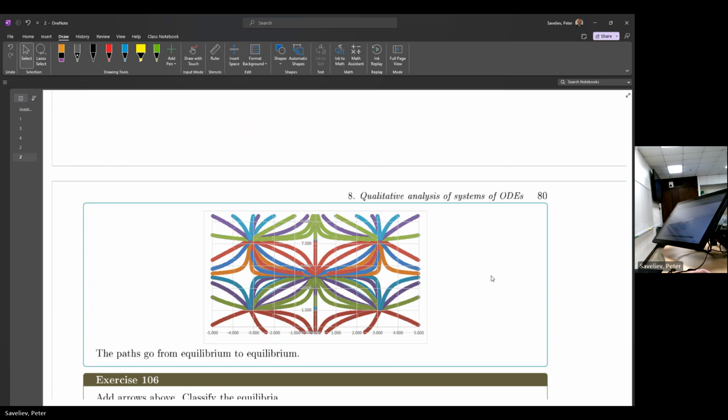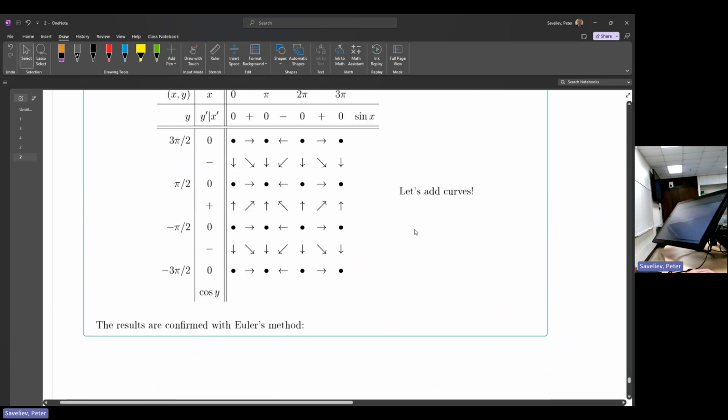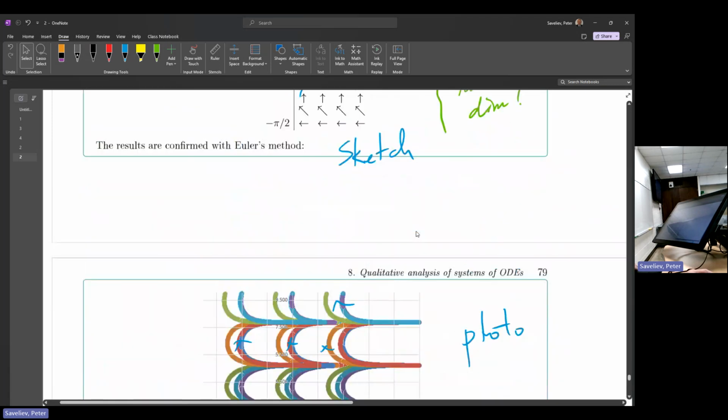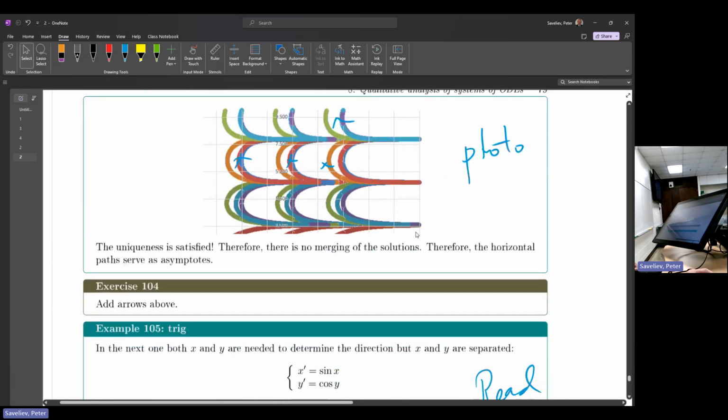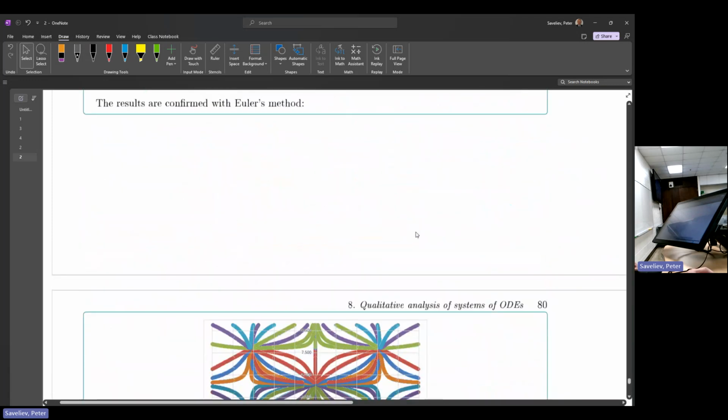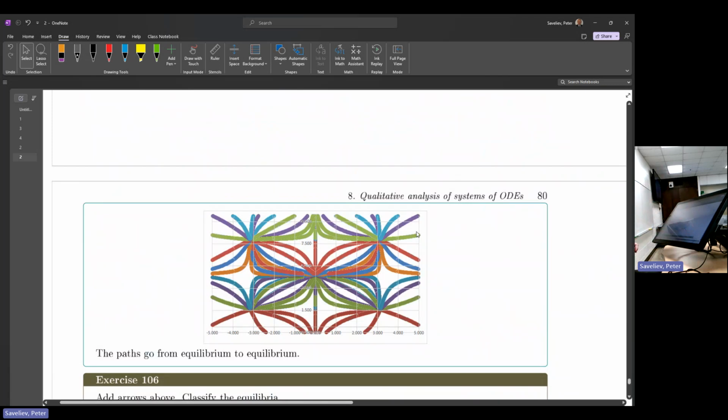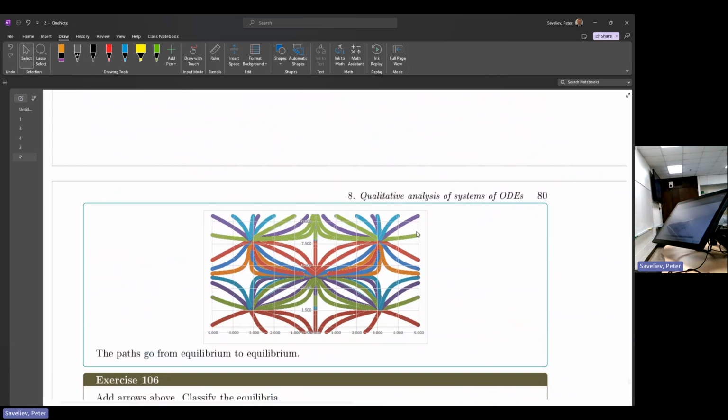So the path goes from equilibrium to equilibrium. Equilibrium is what I mark here, the heavy dots. Equilibrium means that both f and g are equal to 0 at that dot. And then in a kind of alluded pattern, but nonetheless, every curve starts near one of the stationary points, equilibria, and then moves to the other one. So that's the whole picture.